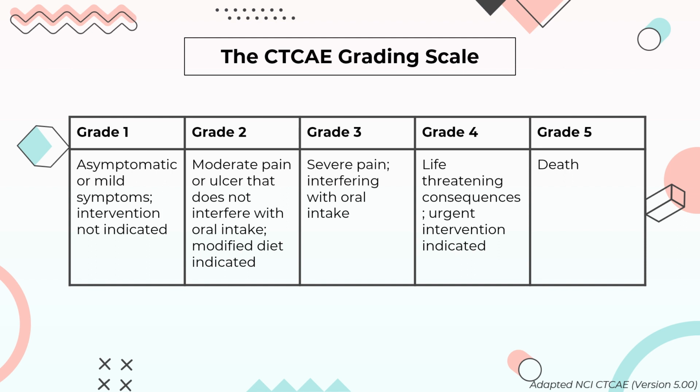The next one is the CTCAE grading scale. It is to provide standards for the description and exchange of safety information in oncology research. It has 5 grades. The first one is grade 1. It is asymptomatic or mild symptoms. The intervention is not indicated. Grade 2 is presented with a moderate pain or ulcer that does not interfere with oral intake. Modified diet is indicated. Grade 3 presents with severe pain. It interferes with oral intake. Grade 4 has already extended to life-threatening consequences and urgent intervention is indicated, and grade 5 is death.